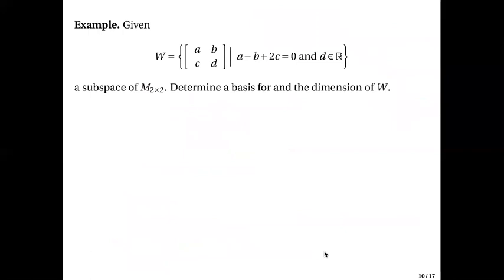Next. So here, this time we are given a subspace of M22. So let W be this set satisfying this condition. So be the matrices A, B, C, D with this condition. And take note here, D is any real number. So we want to determine a basis for and the dimension of the subspace W.